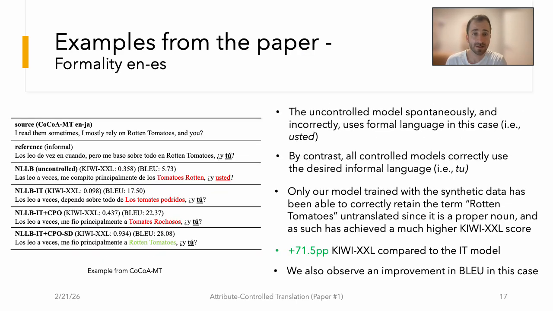Here we show a qualitative example to understand the kind of improvements the model learns to make with the synthetic data. We see that the zero-shot NLLB model, which is uncontrolled, doesn't use the correct formality pronoun. It uses usted instead. In Spanish, that means it's a formal pronoun. The instruction-tuned model and CPO baselines manage to learn how to use the correct informal pronoun, but only the model that uses the synthetic data knows that the proper name Rotten Tomatoes should be kept and translated, obtaining a much higher QE score.